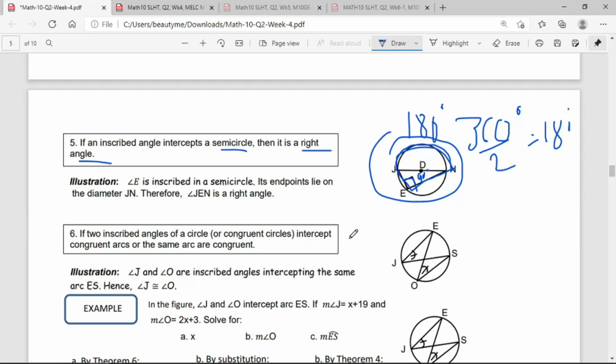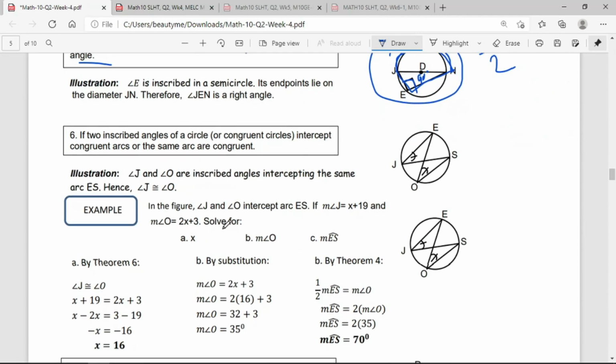Okay, that's it. Next is: if two inscribed angles of a circle intercept the same arc, then they are congruent. So for example, we have inscribed angles EJS and EOS. They have the same intercepted arc. So what can you say about their measure? Since they have the same intercepted arc, their measures are also the same. So that's why they are congruent.